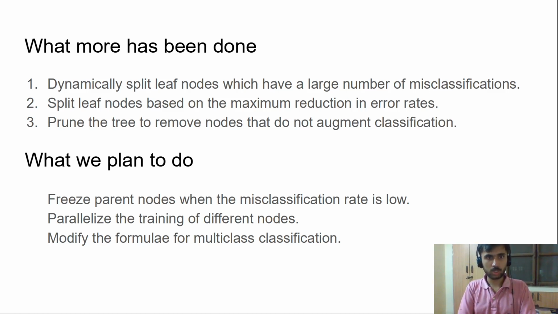There are some things that we plan to do, we have not done them yet. We freeze parent nodes when the misclassification rate is low. We plan to parallelize the training of different nodes. We plan to modify the formulae to do multi-class classification. The underlying idea would be the same. We would just use a different formulation for the leaf nodes.